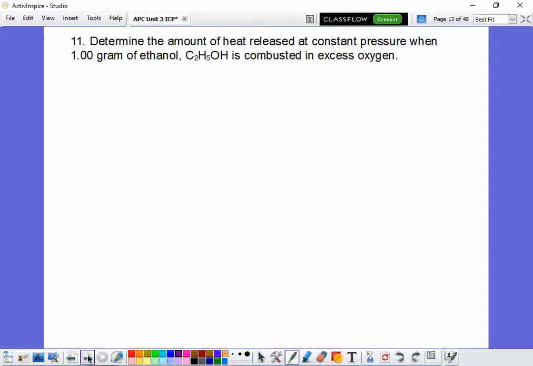Number 11. We're going to determine the amount of heat released at constant pressure when 1 gram of ethanol, C2H5OH, is combusted in excess oxygen. So this is still more stoichiometry. Anytime you do stoichiometry, what do you need? A reaction. So, in writing this reaction, what are my reactants? What are my products? Carbon dioxide and water. How did you know it was carbon dioxide and water? Because it's a combustion reaction.